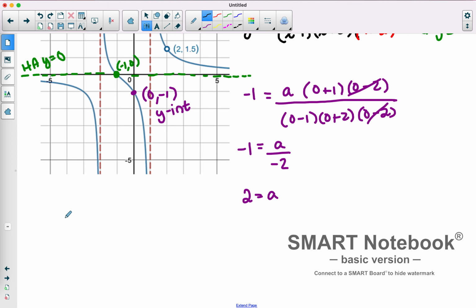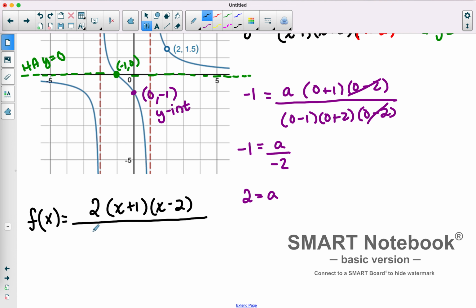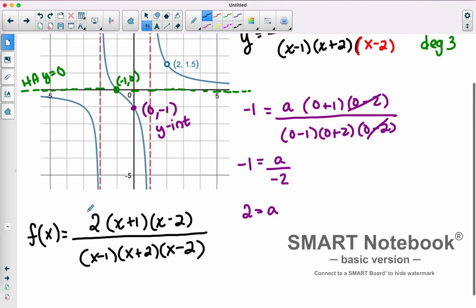That means that when I'm working out the actual equation of the function, I would have 2 times (x plus 1)(x minus 2) over (x minus 1)(x plus 2)(x minus 2). We can see we have a hole in the graph. We have a vertical asymptote at +1 and -2. We have an x-intercept at -1, and there is some type of vertical stretch going on. We would just need to see that by checking another point.